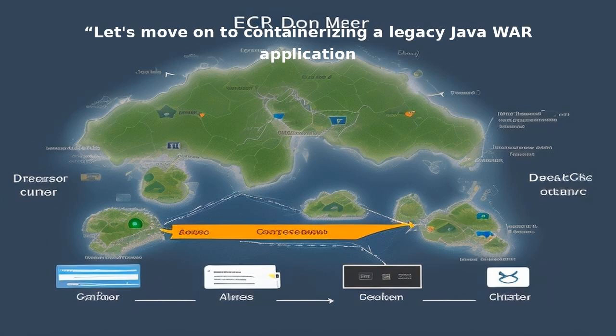Then you create a cluster and a service in ECS, which would refer to this Docker image and run the application.